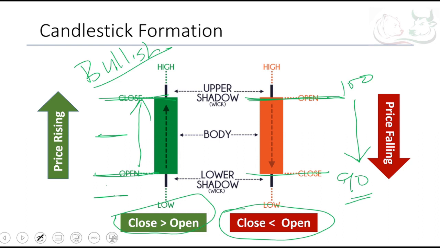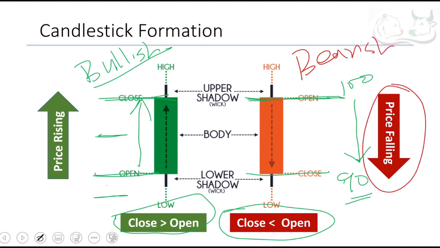Having said that, the red candle is a bearish candle, meaning price is falling, as compared to the green candle, where price is rising. Hope this is clear to you, and if not, I would again suggest that you please go and check this again, and maybe it's for very freshers.